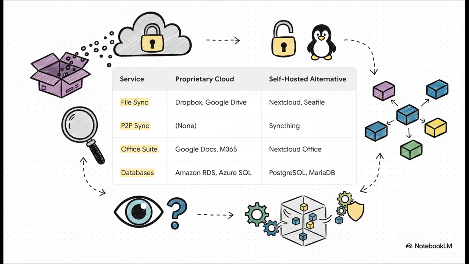And this just perfectly illustrates that ecosystem of freedom. For every major proprietary cloud service, there's a powerful open-source alternative you can run on your own Linux server. Instead of Google Drive, you can run Nextcloud. Instead of Google Docs, there's Nextcloud Office. And look, this isn't just about avoiding a monthly fee. It's about owning your own infrastructure. You are in complete control of the software, and most importantly, you're in control of your data.